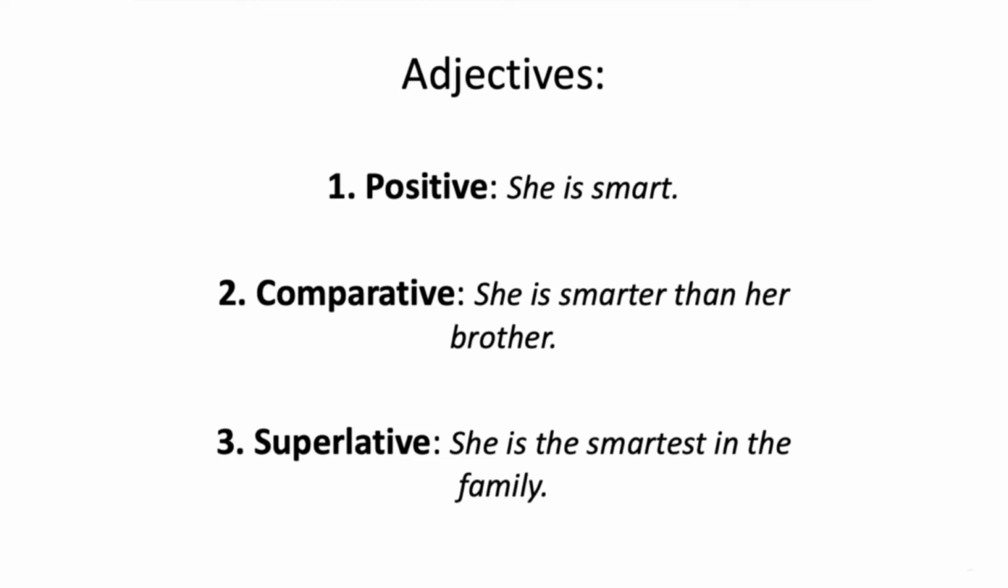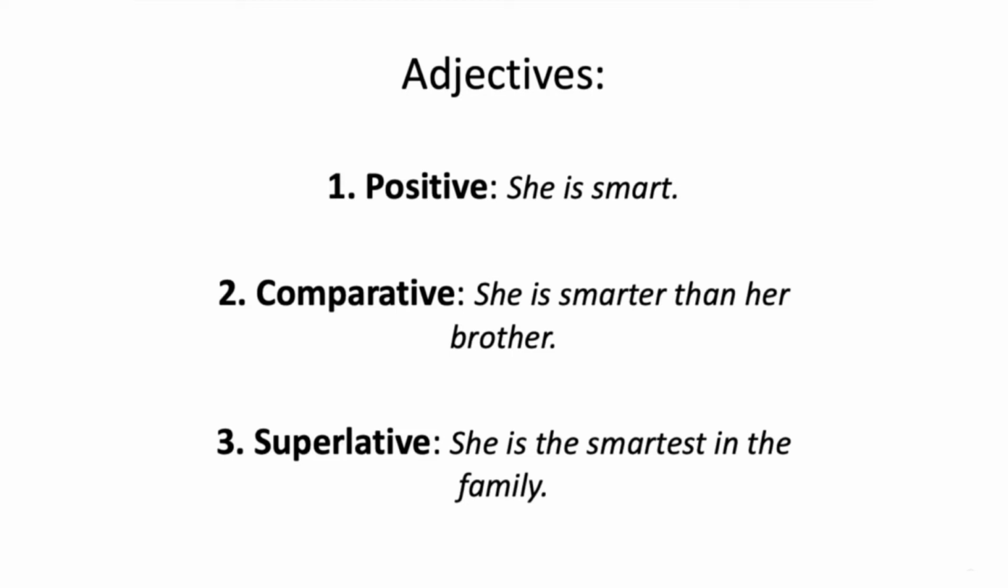A comparative compares one person, animal, or object to another. We use it to compare 2 nouns only. She is smarter than her brother. We are comparing a girl and her brother, 2 people.